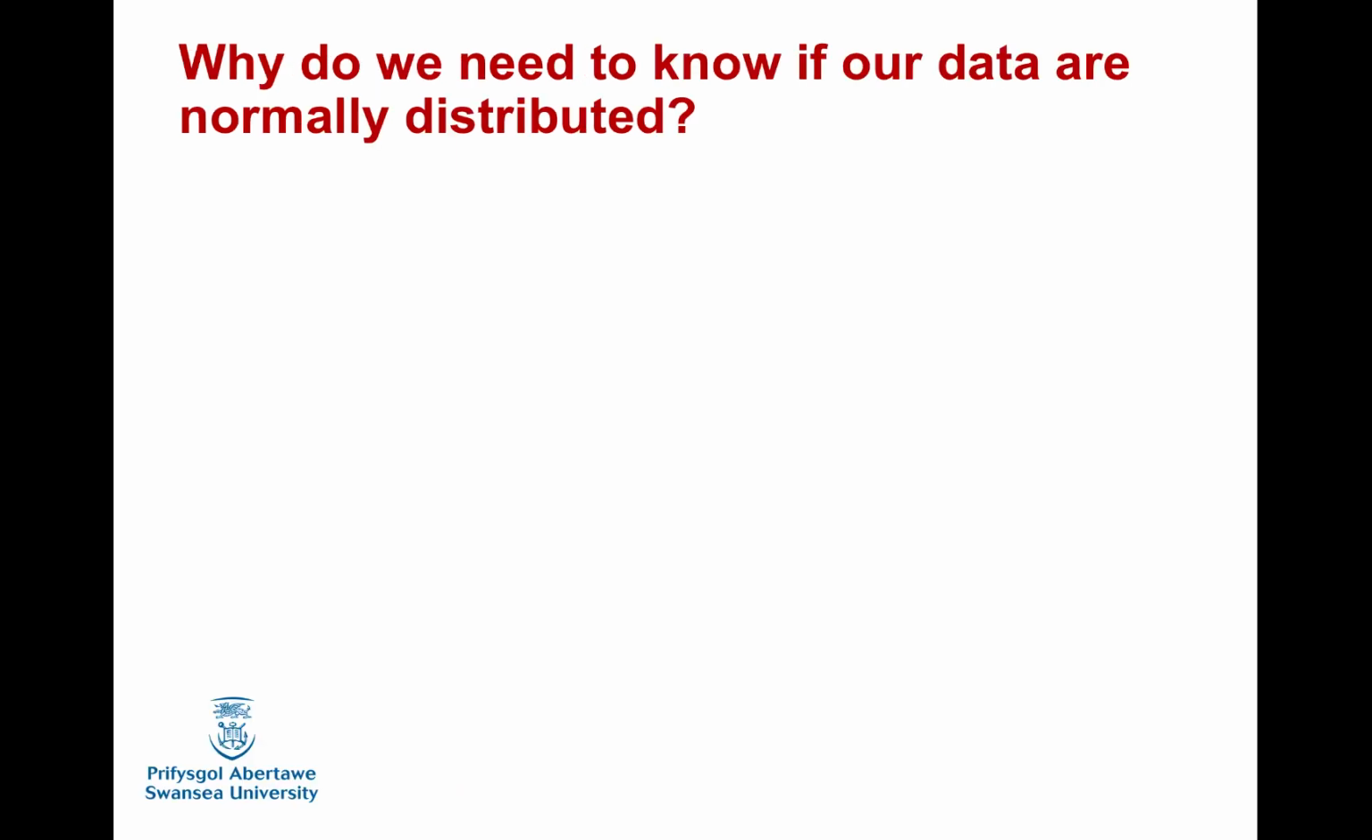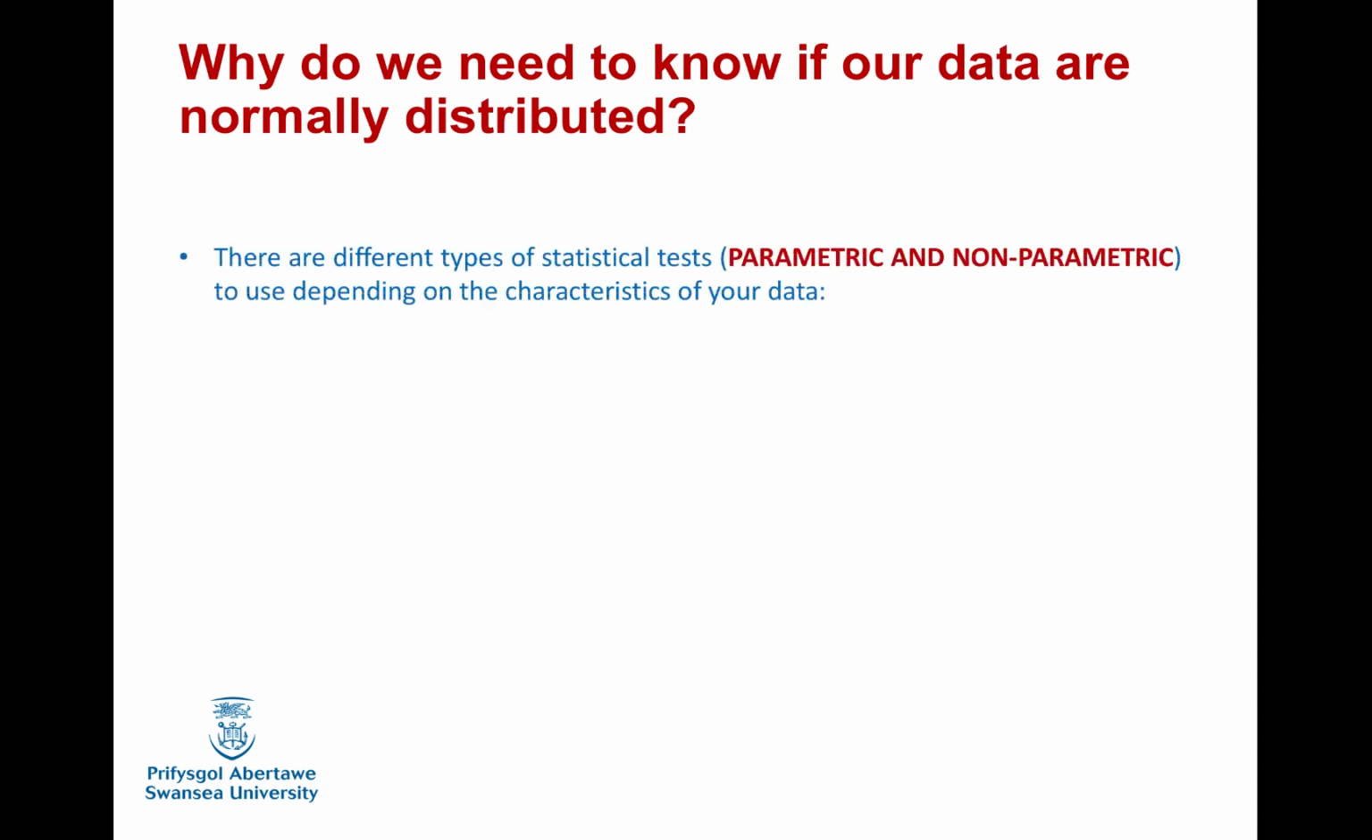So that being the case then, why do we need to know if our data are normally distributed when we're choosing which statistical tests we can perform? And the answer is, and we're going to go through this a little bit more in lecture 3, that there are different types of statistical tests, we call them parametric and non-parametric tests, that we can apply depending on the characteristics of our data. And there are 3 different characteristics that we have to be interested in order to decide whether we can use a parametric test or a non-parametric test.